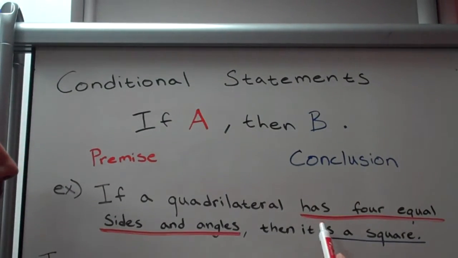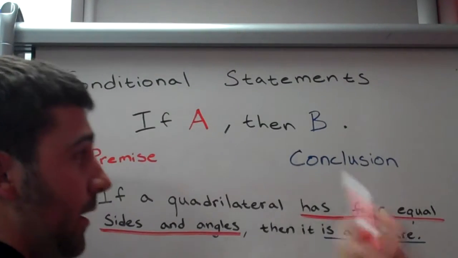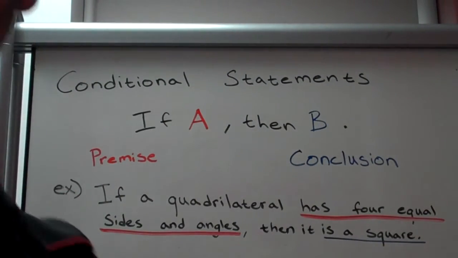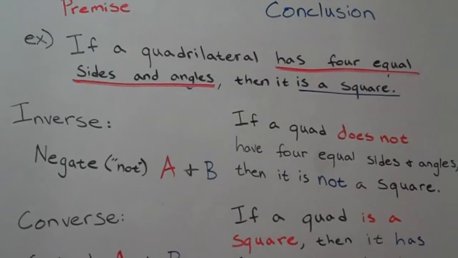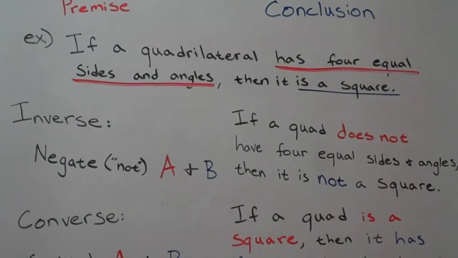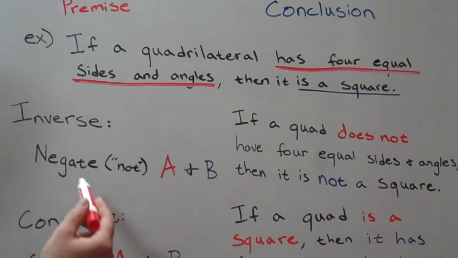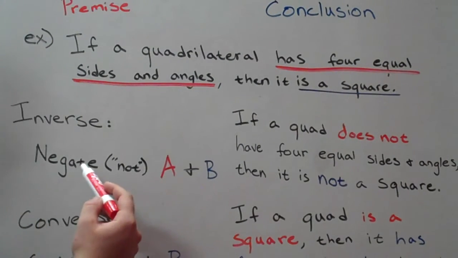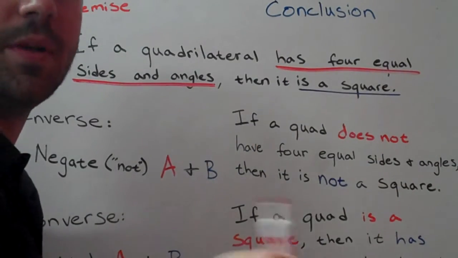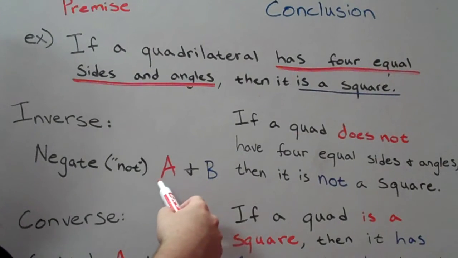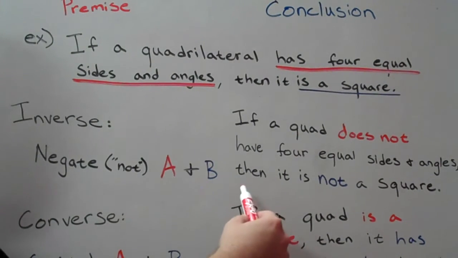Our premise in this case would be has 4 equal sides and angles, and our conclusion would be is a square. So our first change is going to be the inverse of the statement. Now the inverse of the statement implies that you negate, which just means you put a not in front of these different sentences. Usually it works depending on the type. So you negate A and B.